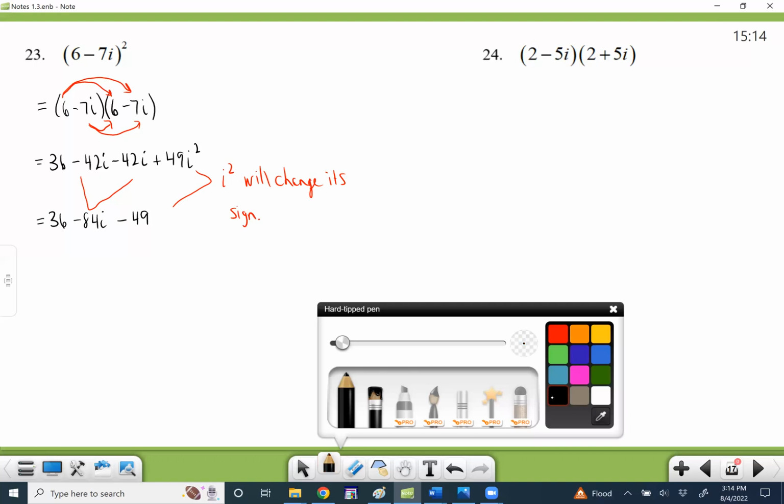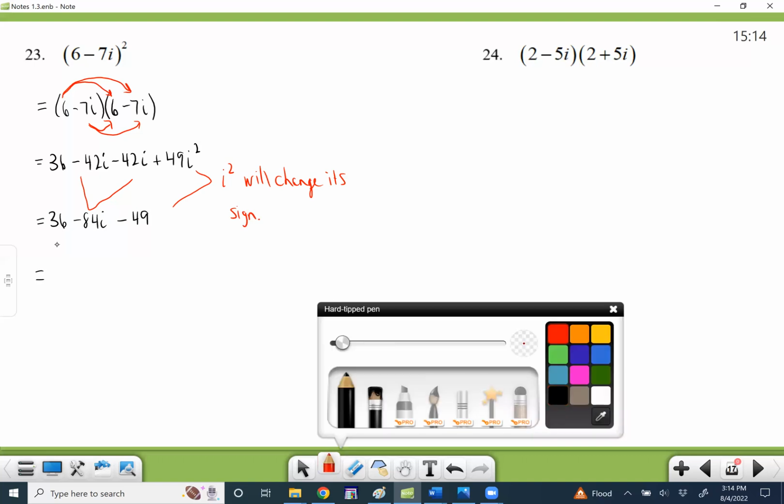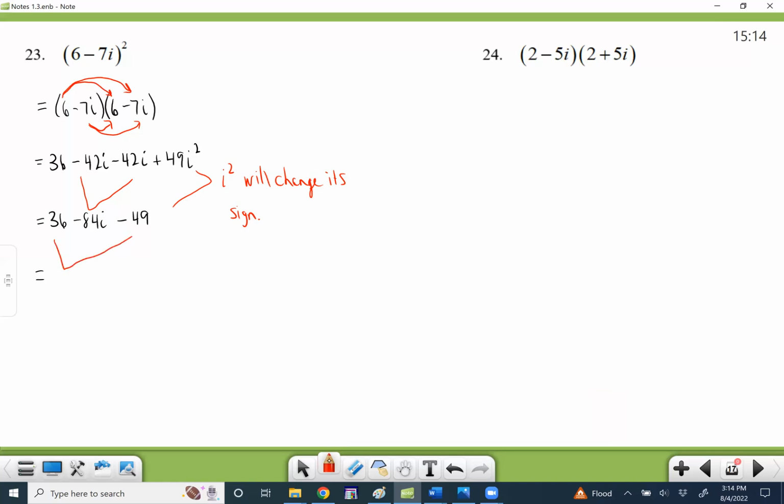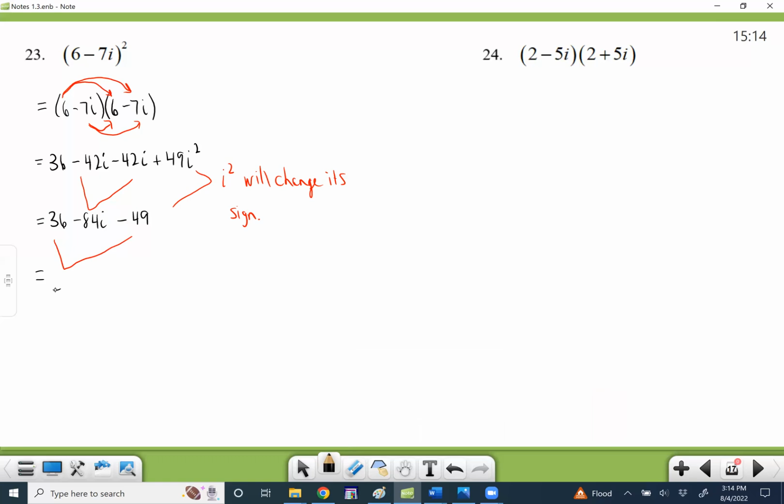So here's what we got. We're going to go ahead and combine the real part. So 36 minus 49 is negative 13. And then we'll bring the imaginary part.